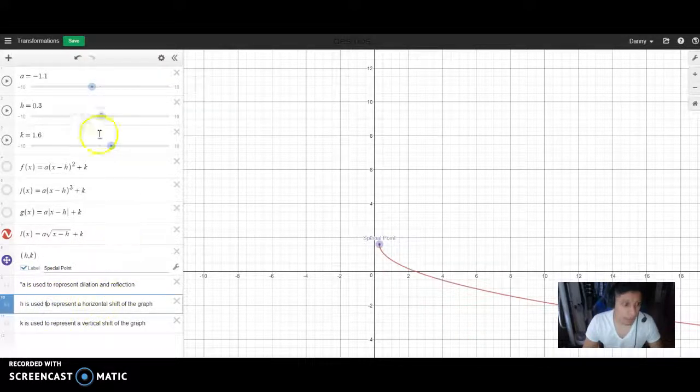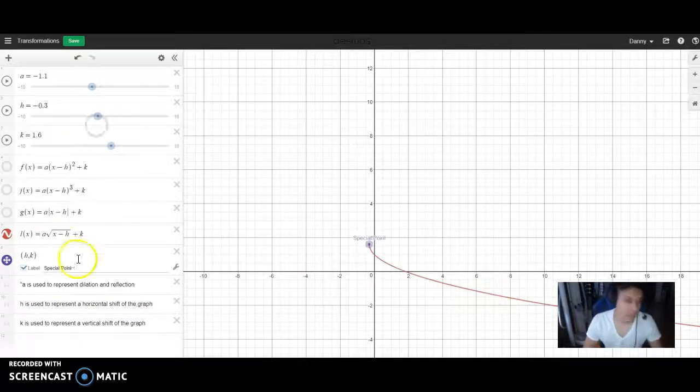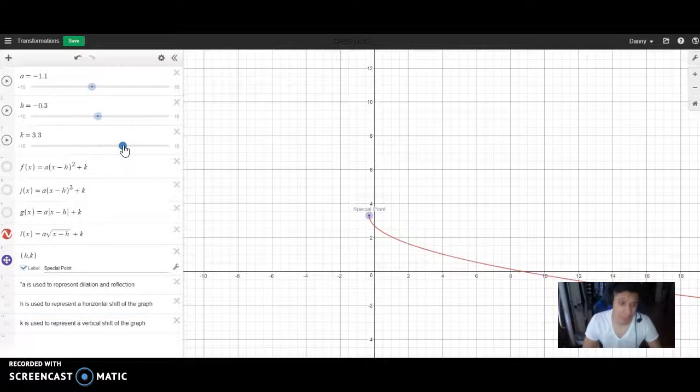H is used to represent a horizontal shift. Horizontal means from left to right. And K is used to represent a vertical shift of the graph. So these are the transformations that we use.